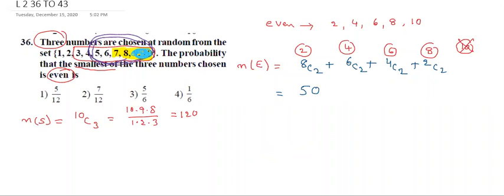Now write the required probability. The required probability P of E is n of E by n of S. 50 by 120, that is the correct answer. 5 by 12, that is the first option.